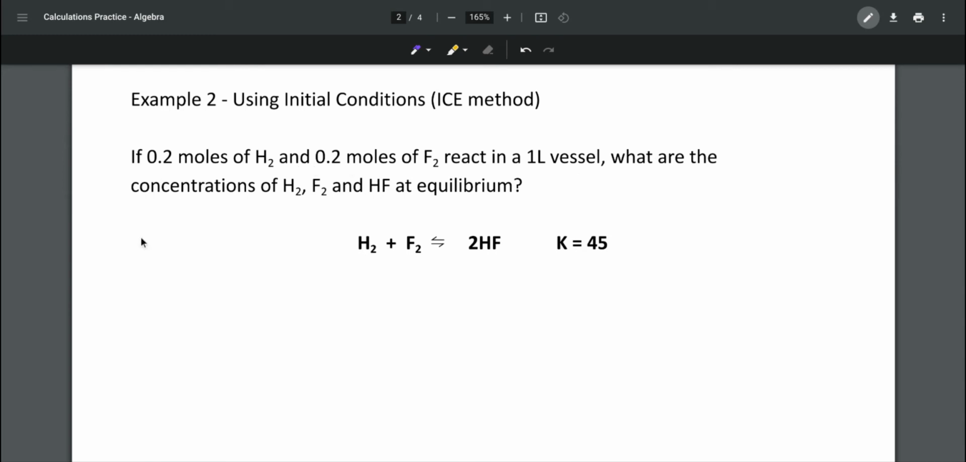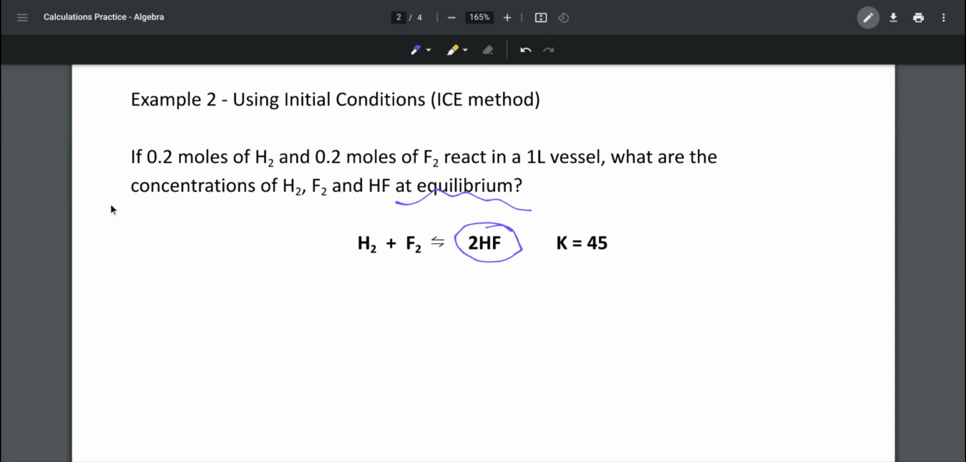So, the question is, if 0.2 moles of H2 and 0.2 moles of F2 react in a 1 litre vessel, what are the concentrations of all three at equilibrium? So again, we're trying to find out the concentration of HF at equilibrium, and we're told that 0.2 moles of H2 and 0.2 moles of F2 react together. So that's why we can't actually figure this out using the method before. We need to use a new method.